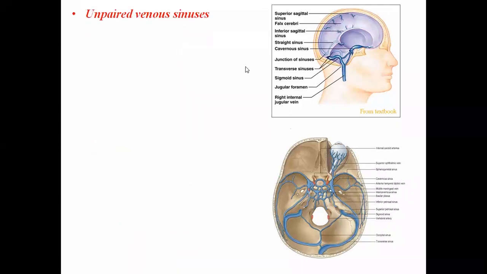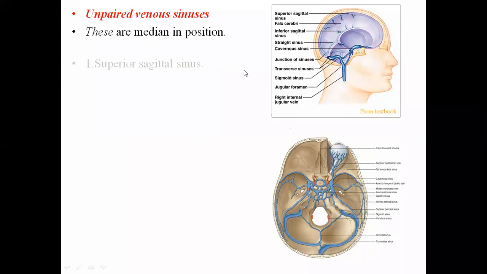Now let's see the unpaired venous sinuses. Unpaired venous sinuses are seen in the midline usually. So these are placed in the median plane at the middle, and they are superior sagittal sinus. Superior sagittal sinus is seen in this area.